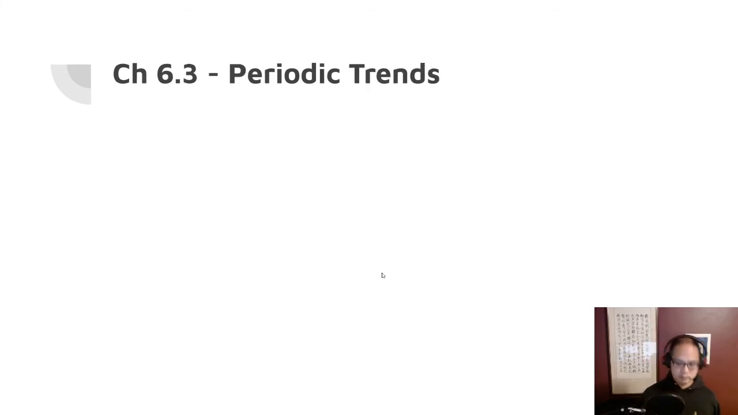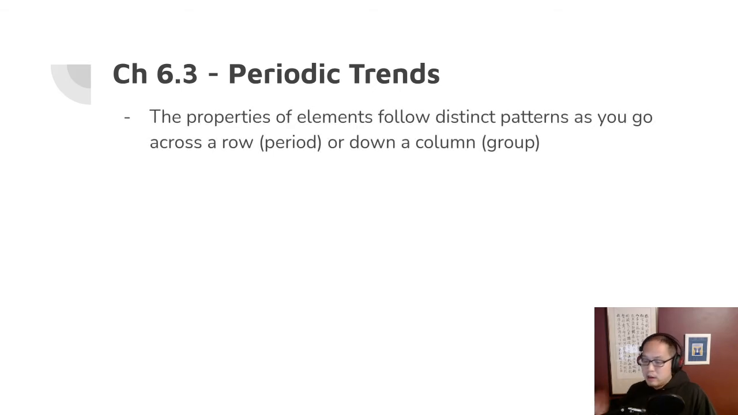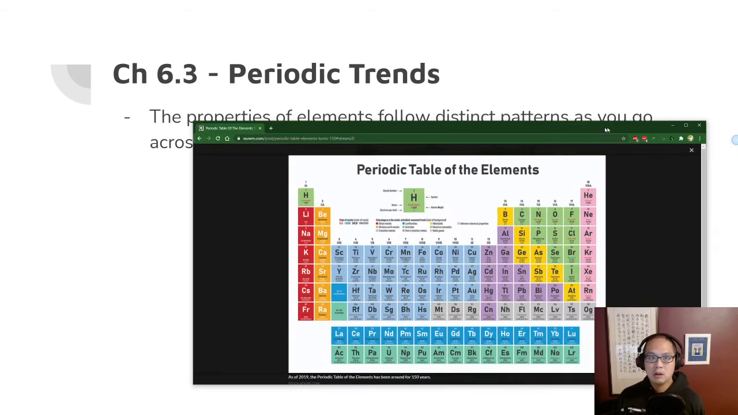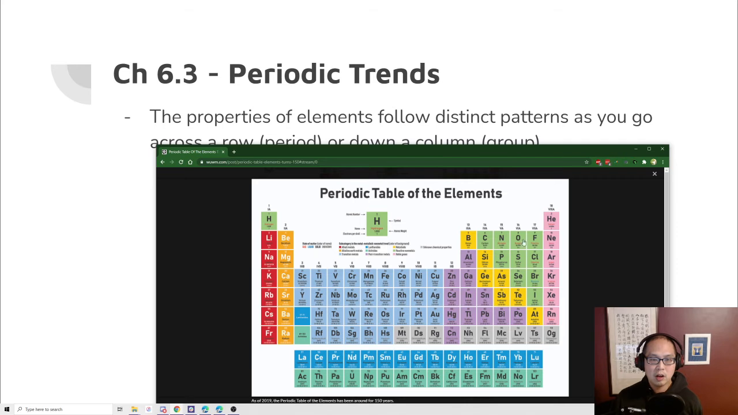All right, so last thing, like I said, this is going to be a short lecture. Periodic trends. Not only do the elements in the same group end in the same valence electrons, or the same outermost electrons, but the properties of elements follow distinct patterns as you go across a row, which is also called a period.